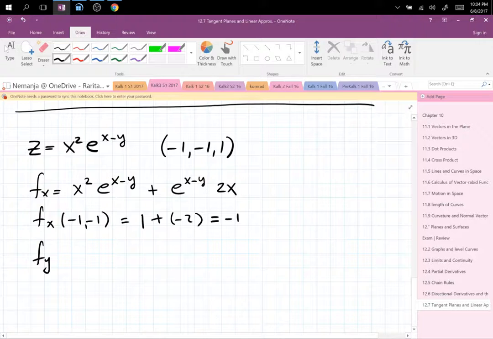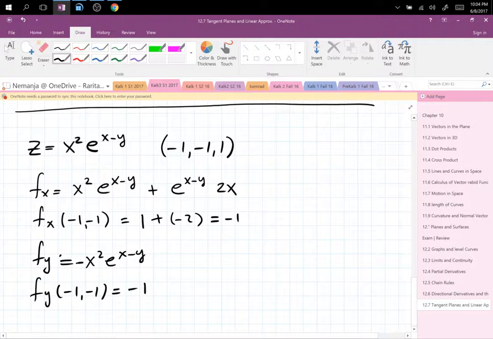Now fy is equal to the derivative of this, which is just x squared e to the x minus y, and then a negative, and then fy at -1, -1 will be, that exponent is 0, so that's just -1. So we have our gradient of f at -1, -1 to be -1, -1. All right, fine.